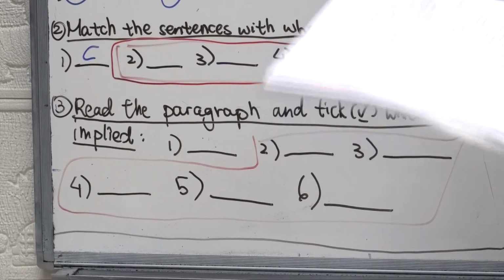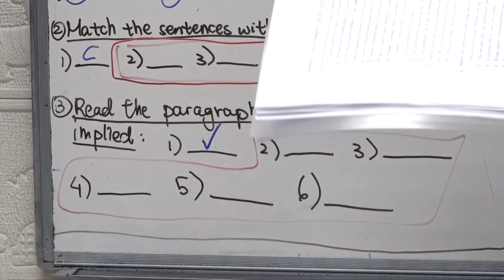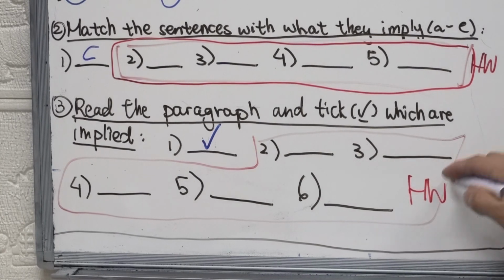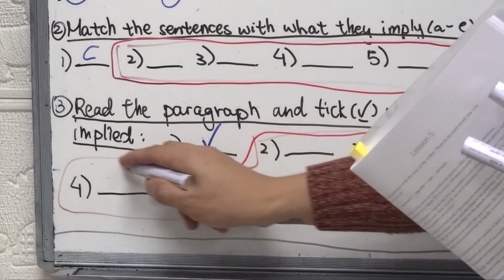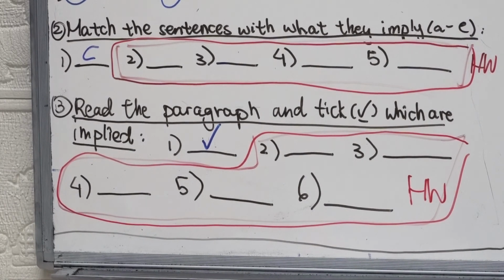So you put a tick. That's what they're trying to say. He hasn't been to prison before because he's only seen it on TV, right? All right, so 2, 3, 4, 5, and 6, I'll give it to you as homework. Very easy, just put a tick. All right, so let's move on to the next page, all right?